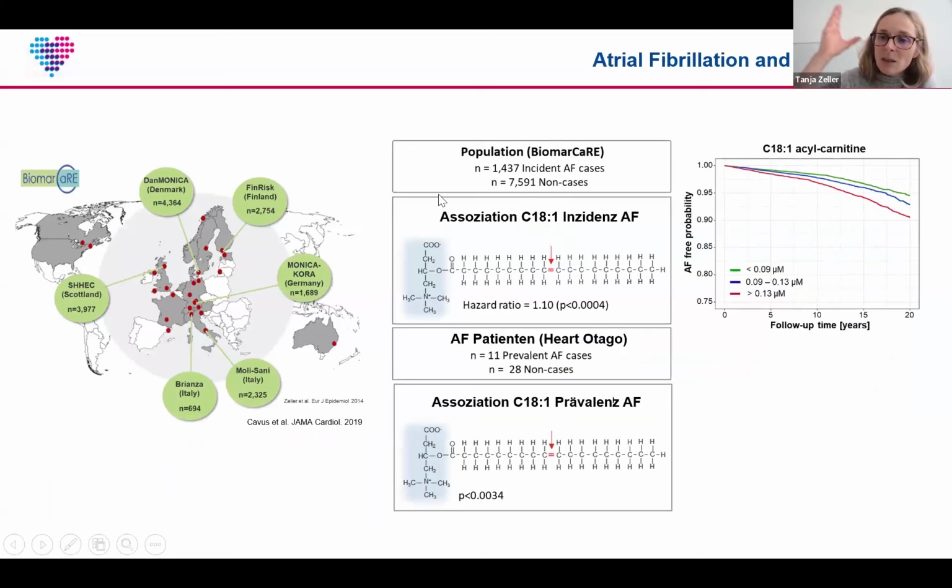And in that case we went on and also validated our data in a second cohort, which was a disease-based cohort of atrial fibrillation patients from the Heart Otago cohort from Australia. It was a small cohort, but these were very well characterized patients with atrial fibrillation. And here we could validate this association of C18. And as shown here on the right side, the higher the values, the higher the risk of atrial fibrillation.